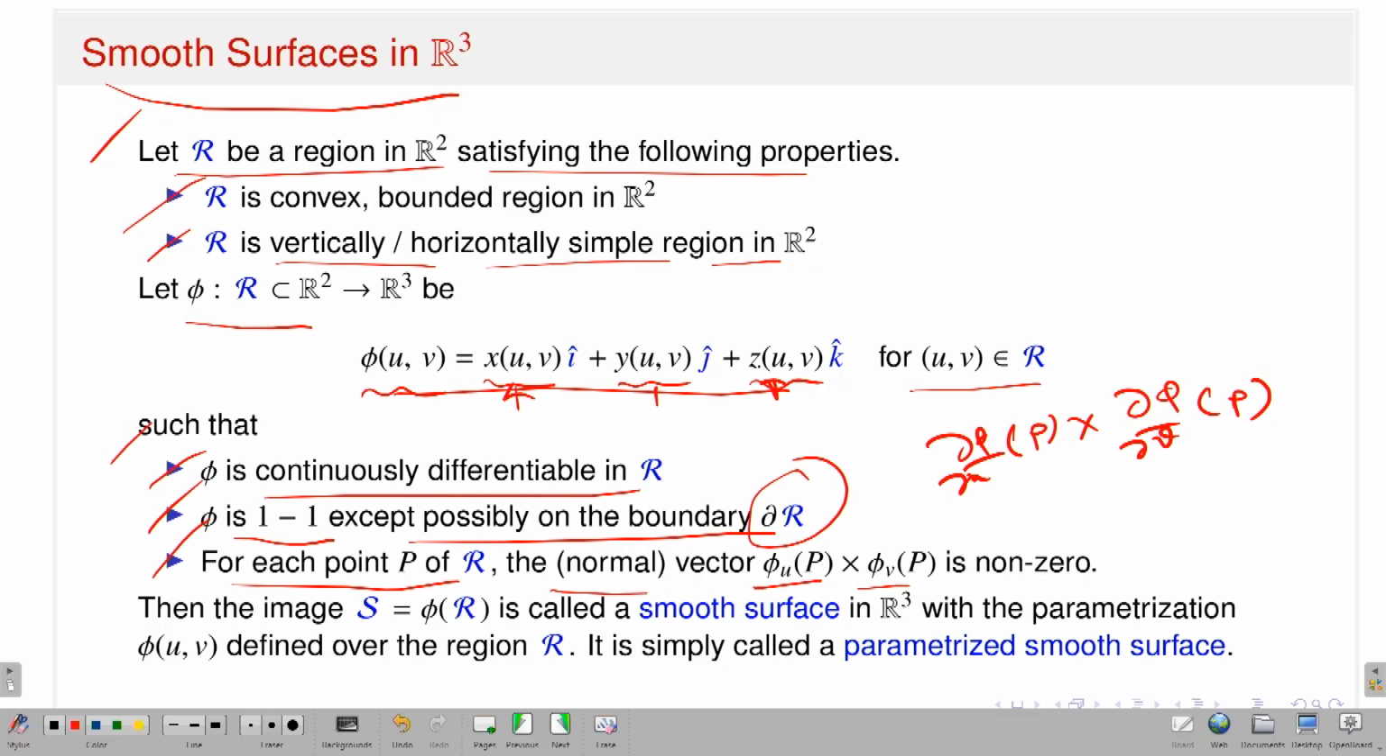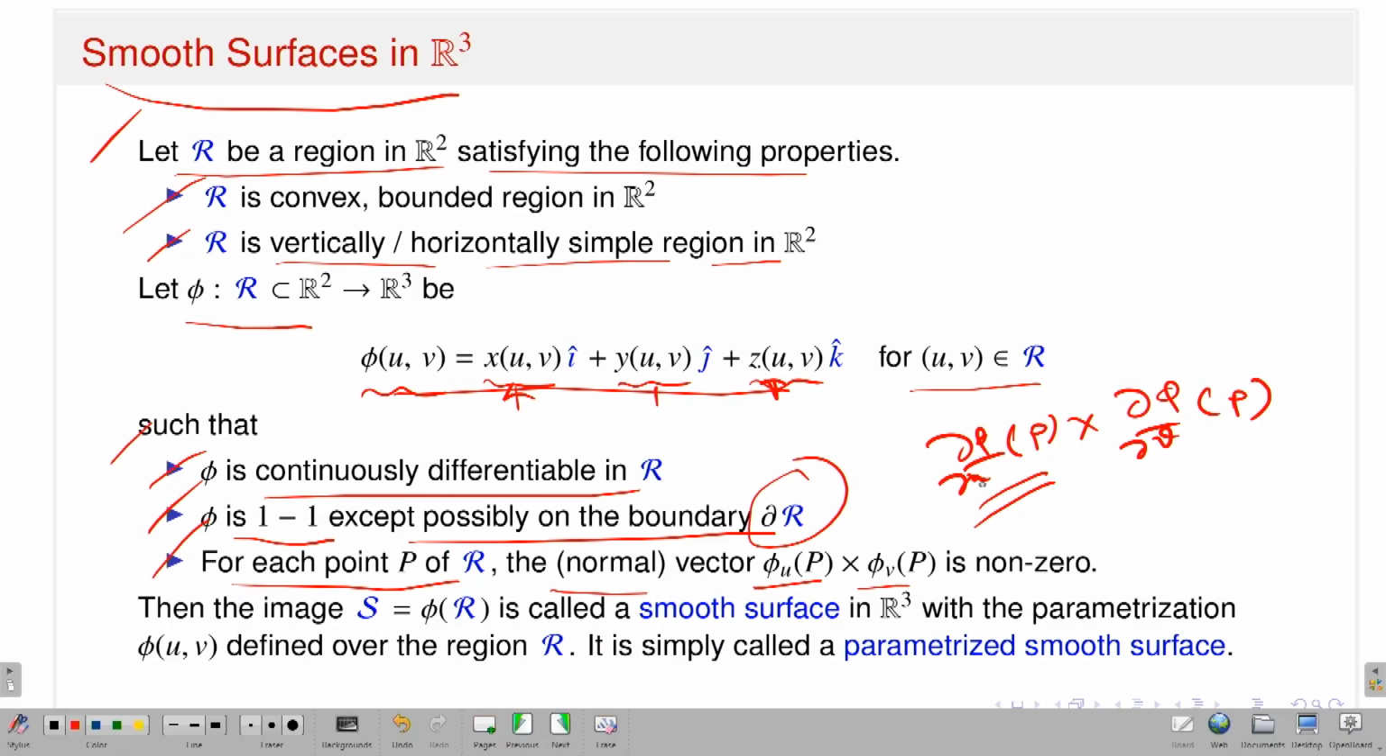That means at each point P in my domain, there is a corresponding normal vector. If I take a point P in R, the range will be phi of P. Since it is a surface, at that point I want to talk about the normal vector. What is the normal vector? That means del phi del u, you have to calculate at the point P, and take the cross product with del phi del v at the point P.